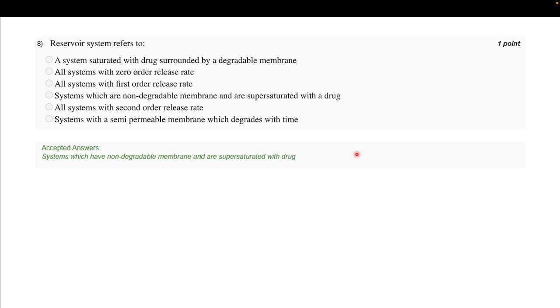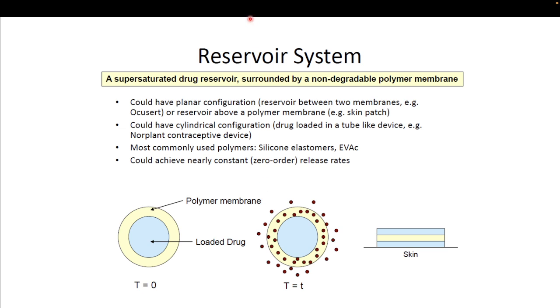So the correct answer is systems which have a non-degradable membrane and are supersaturated with drug, which is option 4. I think one of you answered correctly. So let's look at what a reservoir system is. This is one of the diffusion controlled systems which we were talking about earlier. A reservoir system is a supersaturated drug reservoir which is surrounded by a non-degradable polymer membrane. So you have a drug core, the loaded drug at a very high concentration, and then you have a polymer membrane over it which is non-degradable. So the only way for your drug to be released from the system is diffusion.